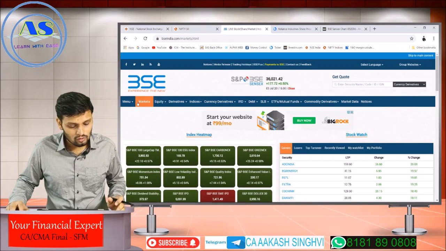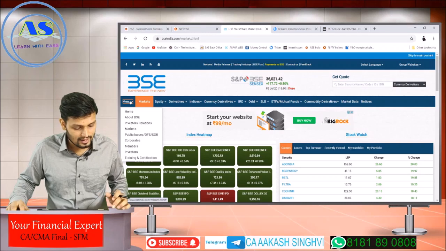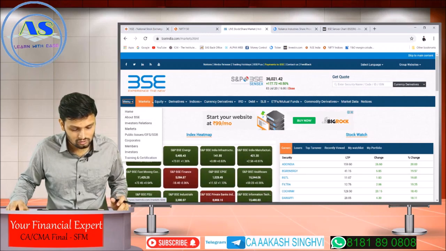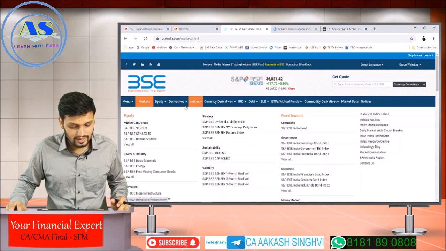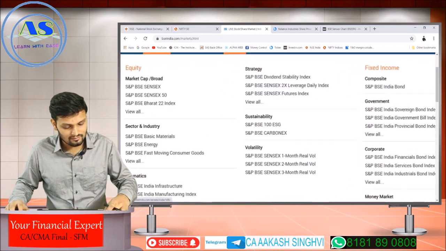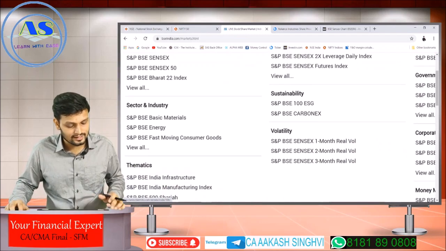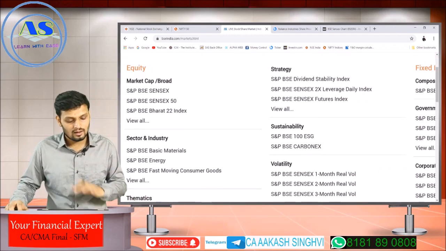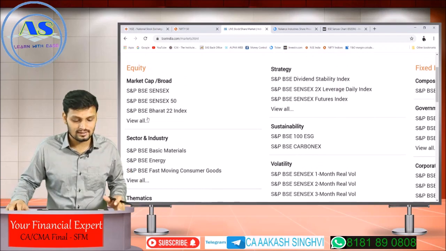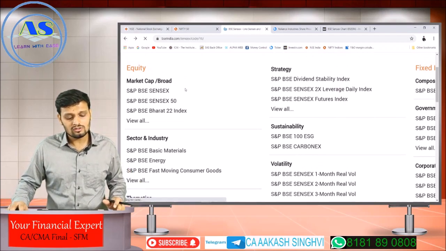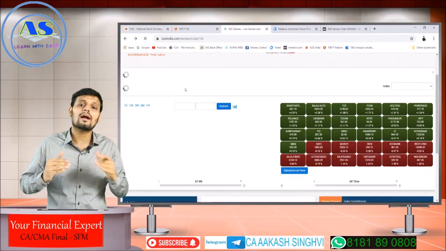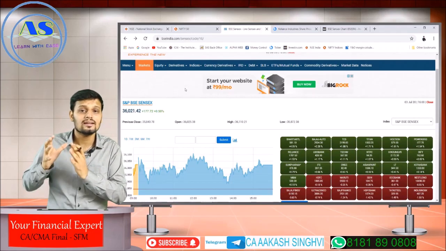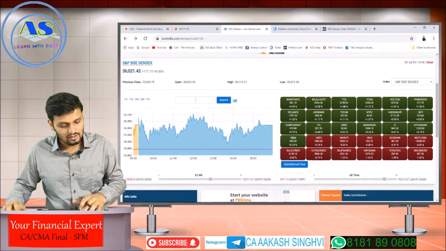I'll just try to show you what are all the other index which are there under Bombay Stock Exchange. You can just go into the market. You can go into indices, and you can see here there are various indices, sectoral indices, as well as the market cap or broad indices, right? Now let us also try to understand what all companies are there under Sensex, right? So for that, you can just click on the BSE Sensex.